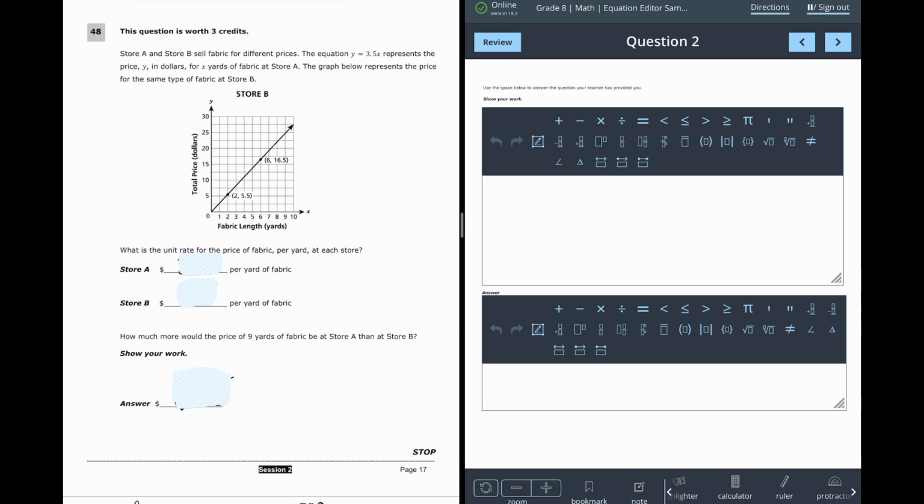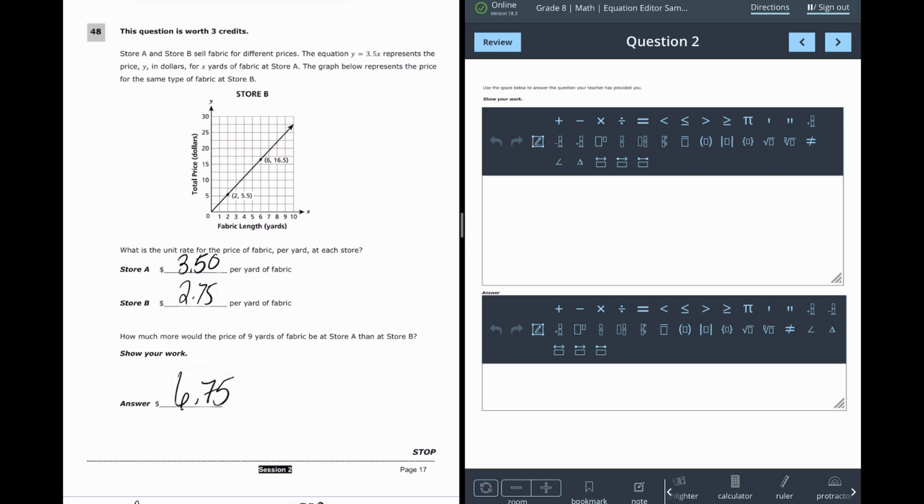So for this one, we needed to find the unit rate for the price of fabric from each store. So for A, the rate was $3.50, and for B, the rate was $2.75. And then finally, you had to figure out if you bought 9 yards of fabric at both stores A and B, which one would be more, and the difference would be $6.75 if you bought it from store A instead of store B.